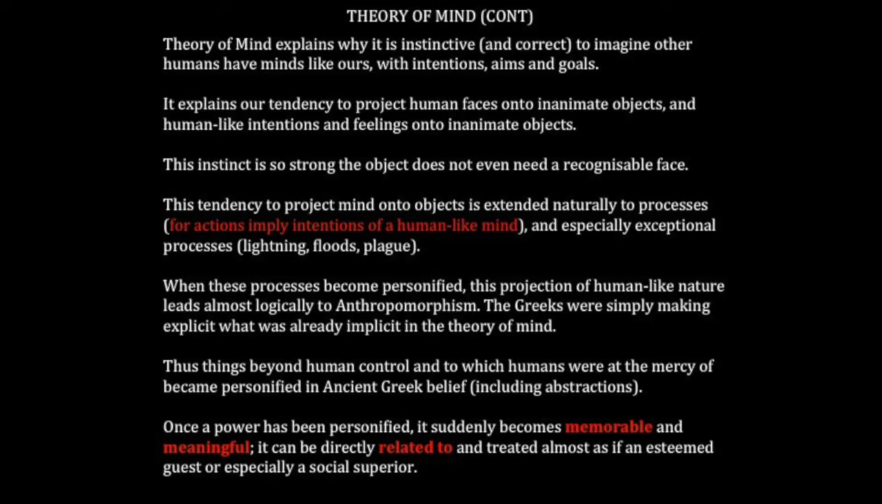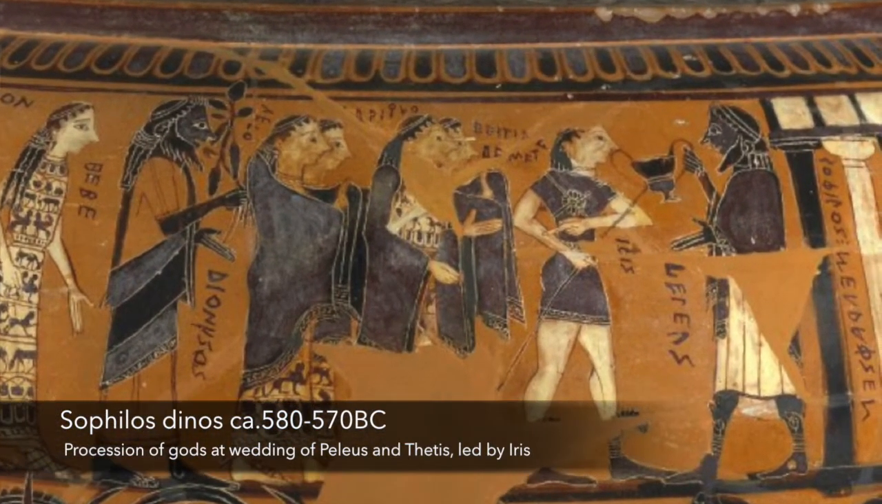Things like exceptional events, floods, the weather, anything you can't control, you just naturally project human thoughts, human feelings, human meaning onto it. And this is a root of anthropomorphism, the projection of human emotions and human thoughts onto external processes. And you find in ancient Greek religion that the Greeks personified certain weather phenomena. You know, when it rained, they said Zeus is raining.